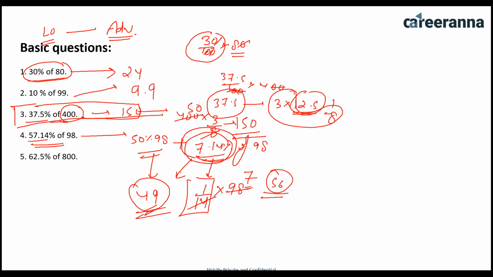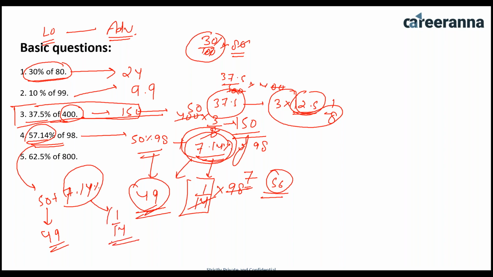No. If you can check, Ayushi, it is not 4 by 7. Yes, I'll do it, don't worry. Okay, so 57.14. What is 57.14? 50% plus 7.14. You understand this? 50% of a number, which is 98, is 49, isn't it? 7.14% can be written as 1 by 14. How you can write this, I'll explain in next slide. Don't worry. 1 by 14 multiplied by 98 is 7. So total value, that is 57.14% of 98, would be 56.